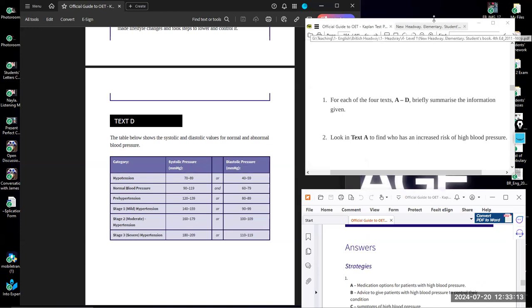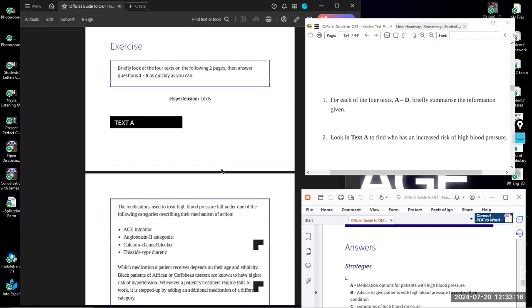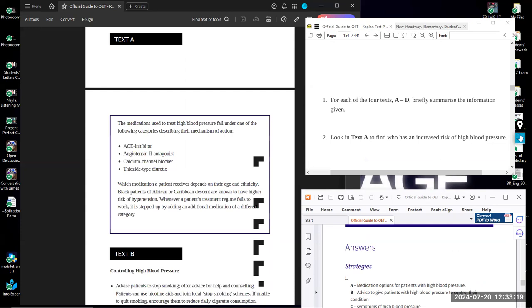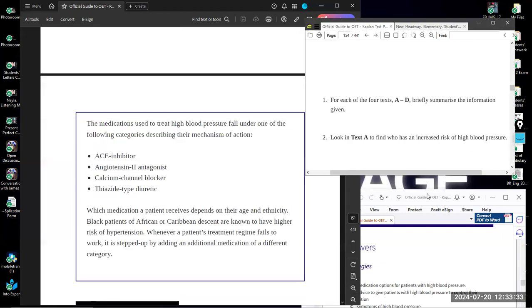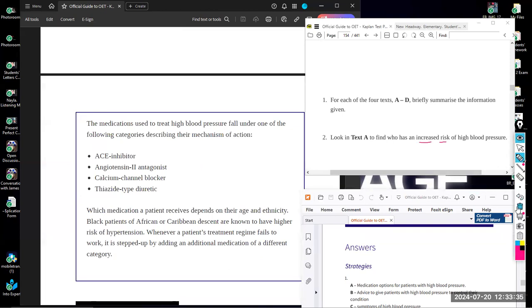Okay, now the next question is saying, let's go up to text A. Now the question about text A is saying, look at text A again to find who has an increased risk of high blood pressure. Let me zoom in just to be able to see text A. I can respond in a short sentence, right? Yes, you can say it orally if you want, or you can write it down. I think you have to write it down. It's better, because I need to match your answers with the correct ones that we have.